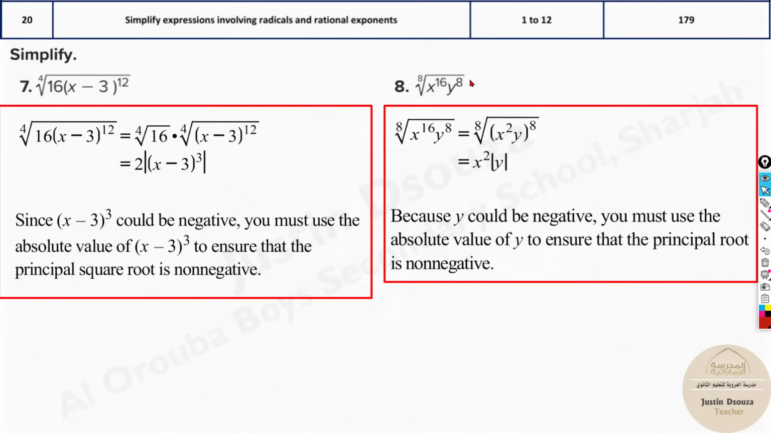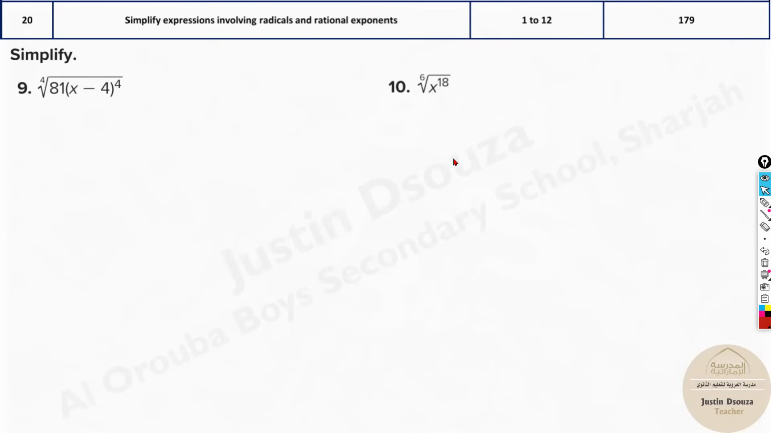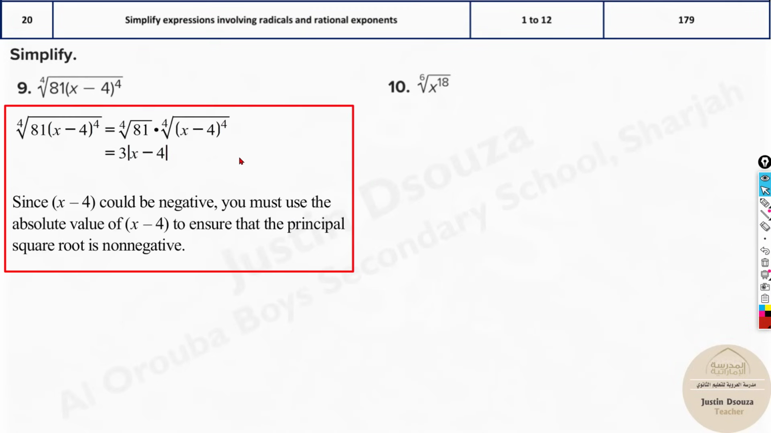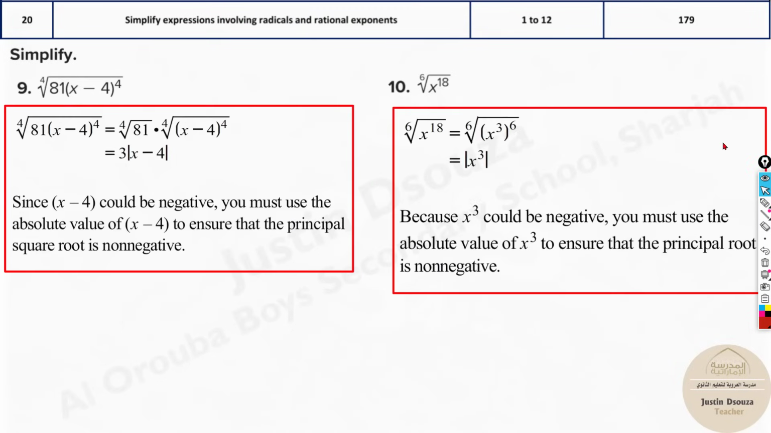Same way over here, you can directly jump to the answer. 16 divided by 8 is 2. And y, 8 divided by 8 is 1. But since this is an odd power, you put the modulus symbol, that's it. But for writing, just do these steps. These are very simple to write, very, very easy problems. Same thing goes over here as well. Nothing much over here. 18 divided by 6 is 3, but since it's odd, you write these two lines.